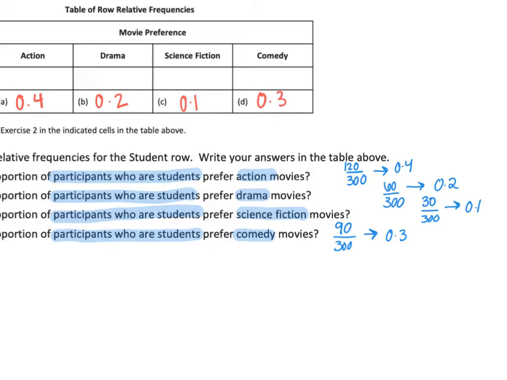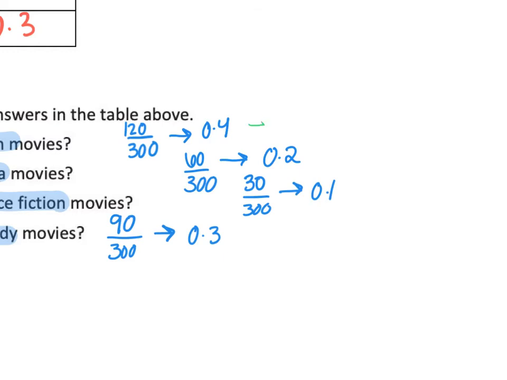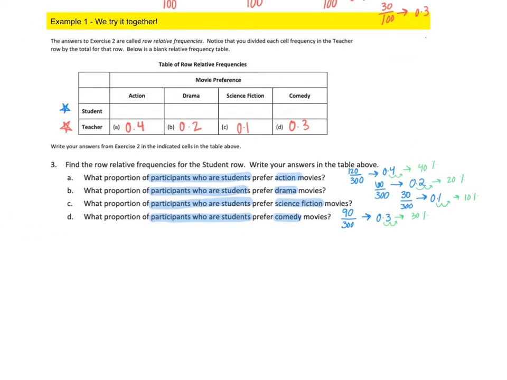One thing I do want to just point out to you, if you remember from a couple days ago, we can also turn these into percentages if we want. We just move our decimal point over twice, so this is the same as 40%. It didn't ask us to do this here, but I'm just showing you. This is the same as 20%. This is the same as 10%. And this is the same as 30%. Okay? But right now we're just going to put our decimals in our table. So the first one was 0.4, the second one was 0.2, third one was 0.1, and the fourth one was 0.3.